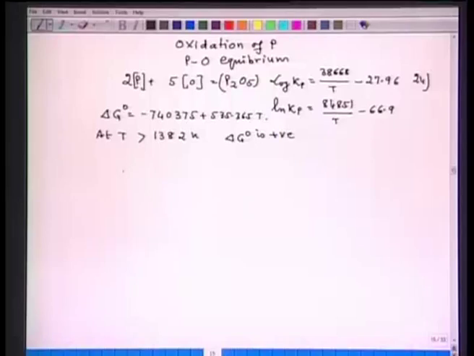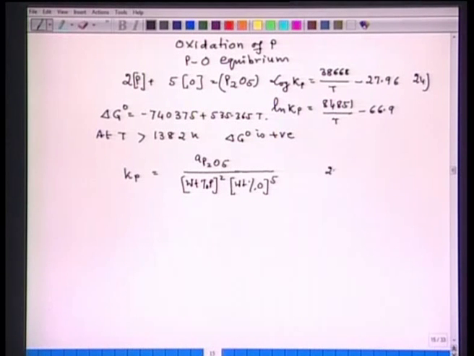So, if I write down the value of Kp, Kp will be equal to activity of P2O5 upon wt percent P squared, wt percent O to the power 5. Let me put this reaction as 25.